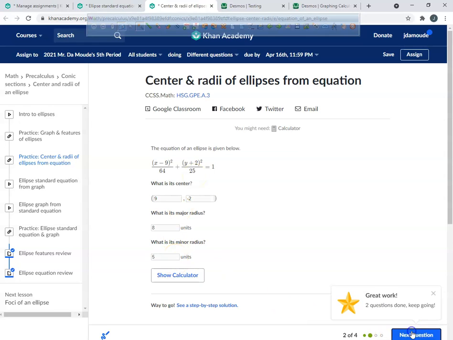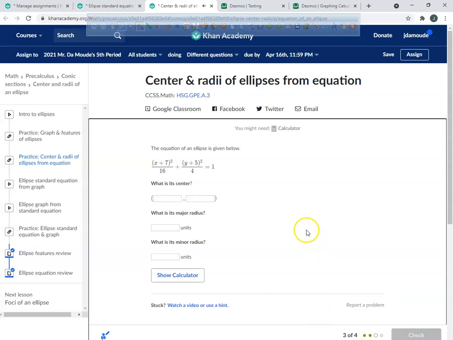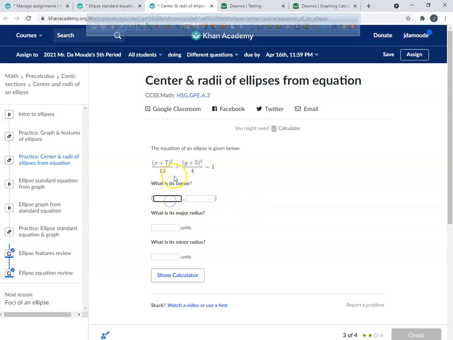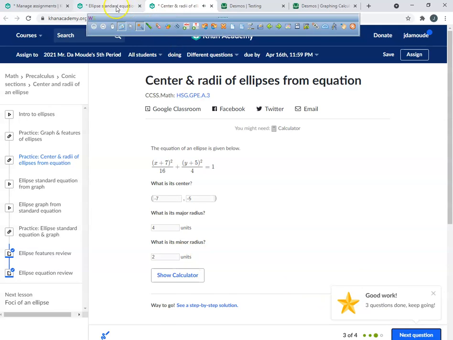So obviously these are not going to be difficult problems. Why do we do all this work? Because there might be questions about the foci later. What's the center of this guy? -7, -5. And what's its major radius? It's going to be 4. And its minor is just going to be 2. So that's all you're doing for those.